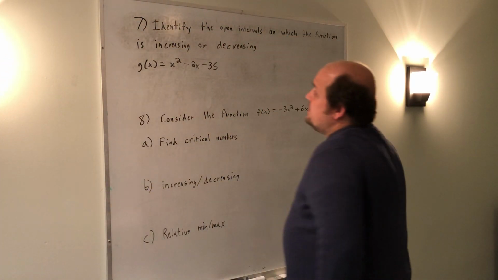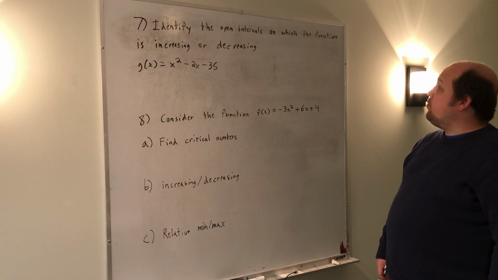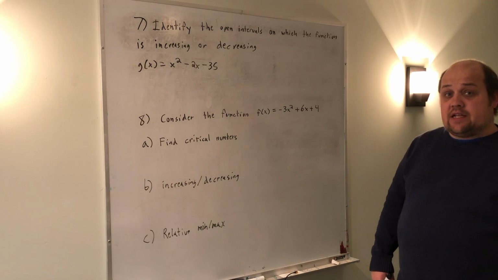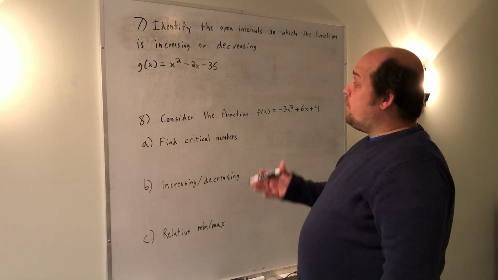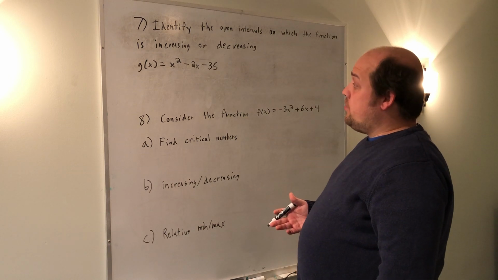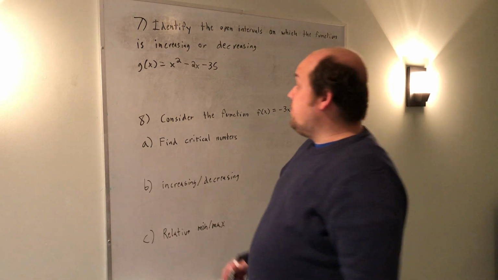Continuing on with sample test 3, number 7 asks me to identify the open intervals on which the function is increasing or decreasing. When I'm looking for increasing or decreasing, my goal is to take the first derivative, find any critical numbers, and then set up a number line that I can translate into increasing and decreasing.